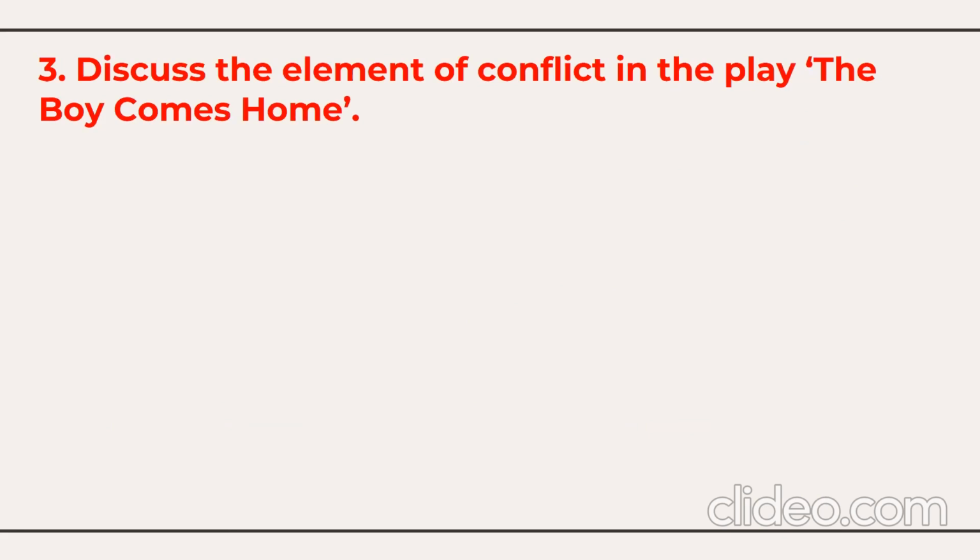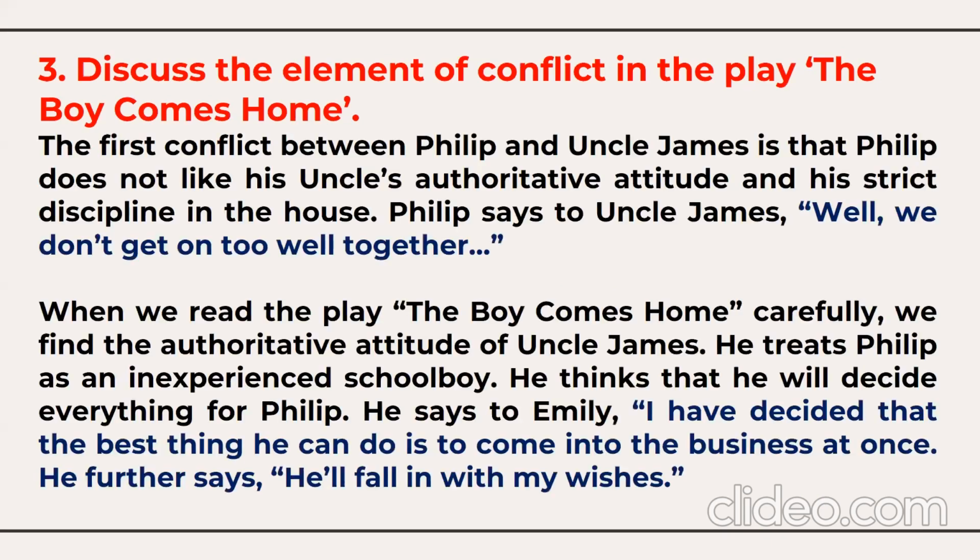Third question, 10 marks. Discuss the element of conflict in the play The Boy Comes Home. The first conflict between Philip and Uncle James is that Philip does not like his Uncle James' authoritative attitude and his strict discipline in the house. Philip says to Uncle James, "Well, we don't get on too well together."